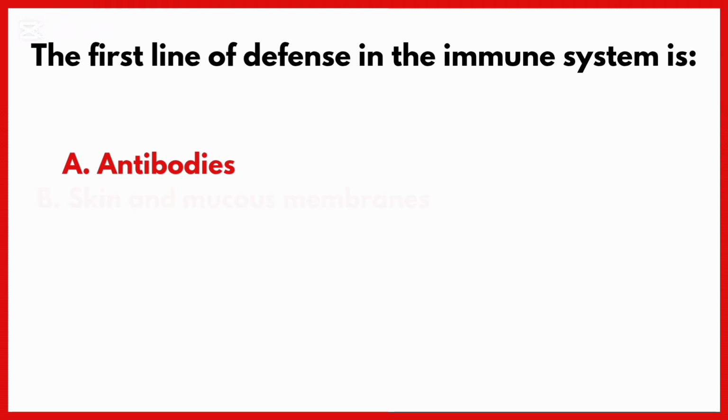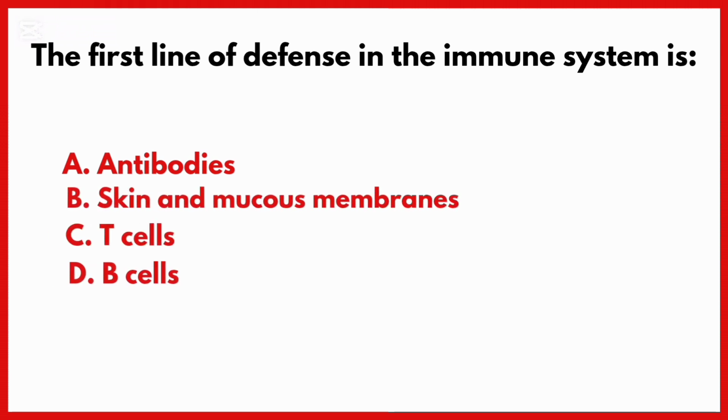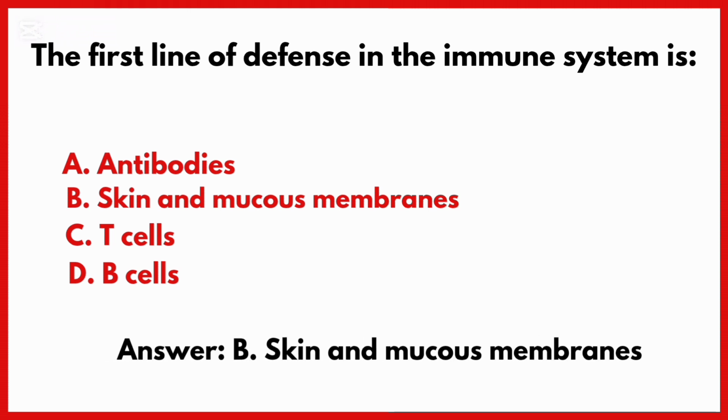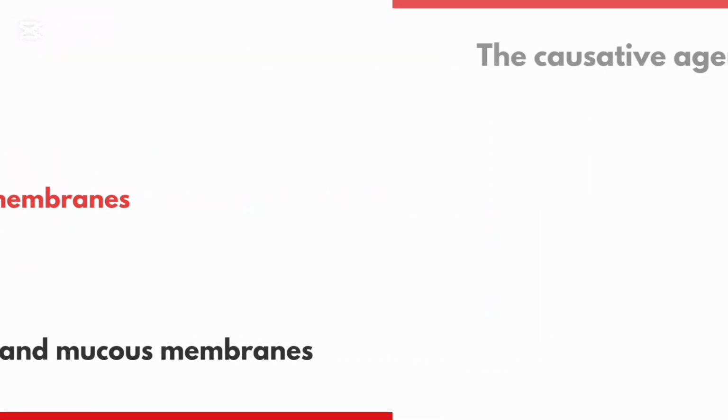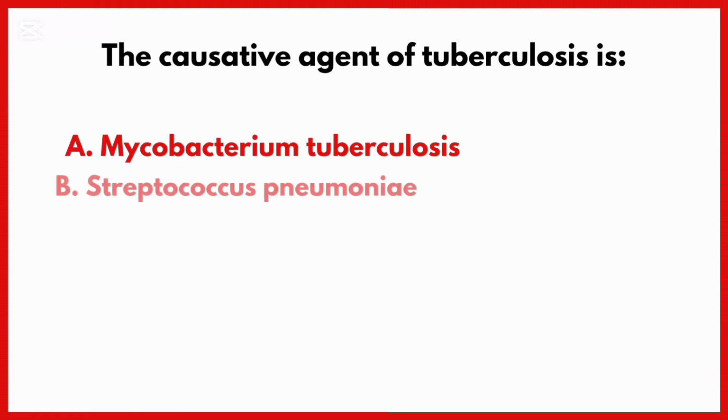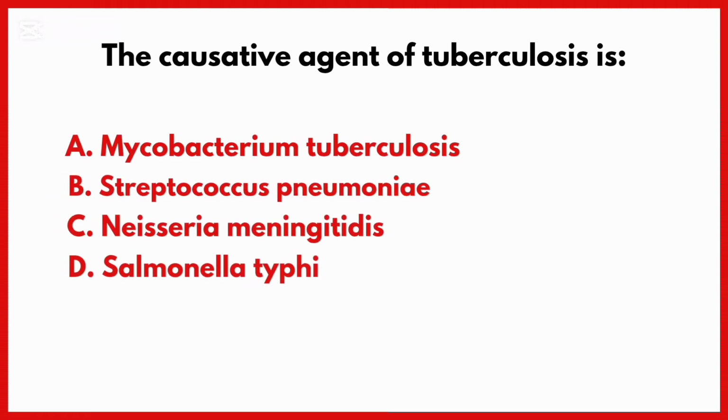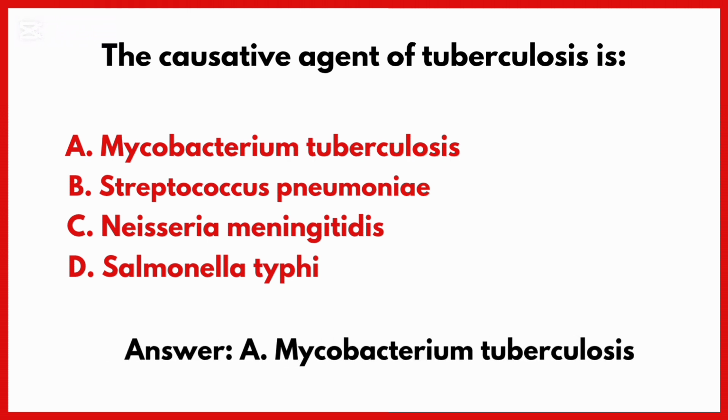The first line of defense in the immune system is. Correct answer is option B, skin and mucous membranes. The causative agent of tuberculosis is. Correct answer is option A, Mycobacterium tuberculosis.